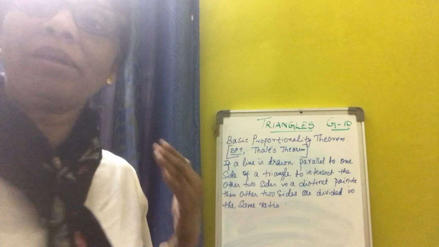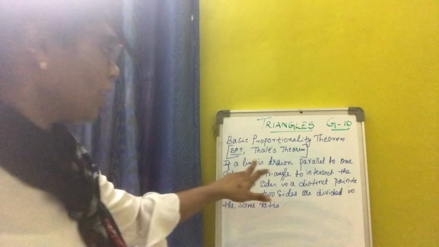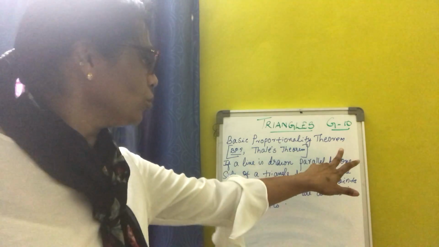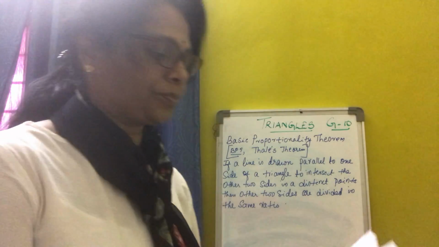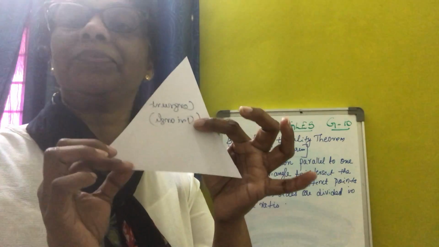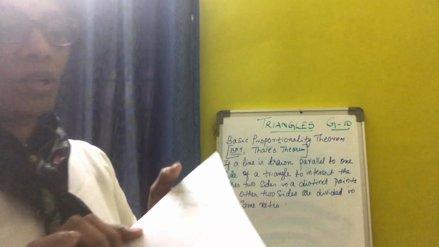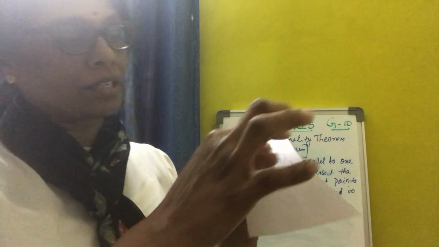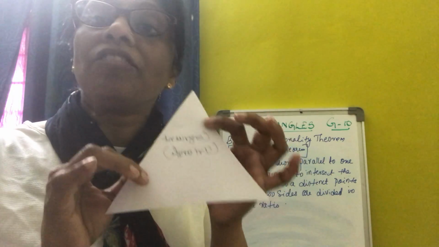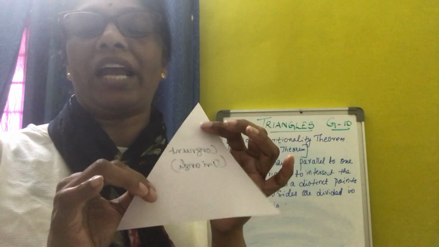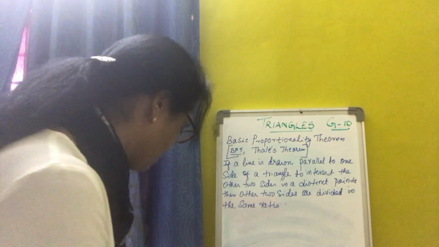So now let me read the statement. Then I'll explain the further procedures. If a line is drawn parallel to one side of a triangle, so basically what we need is a triangle. What happens if a line is drawn parallel to one side of a triangle having three sides, 1, 2, 3? Any one side, one line has to be drawn parallel.